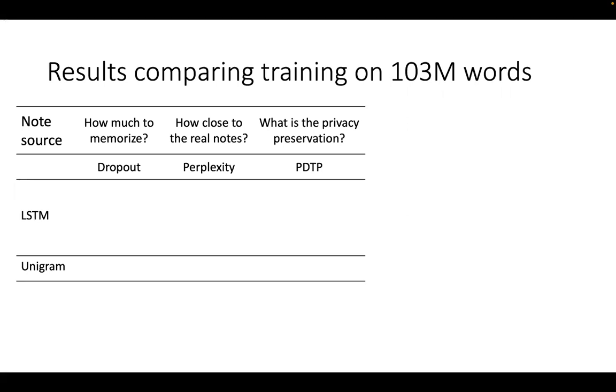The second thing that we are measuring is how close these notes are to the real notes. So we are looking at the perplexity. And finally, we are looking at the privacy preservation properties, which is the differential privacy metric I talked to you about. The Unigram model is basically meant to be a baseline so that we understand how well we are doing compared to a very simplistic model that could achieve something like this.